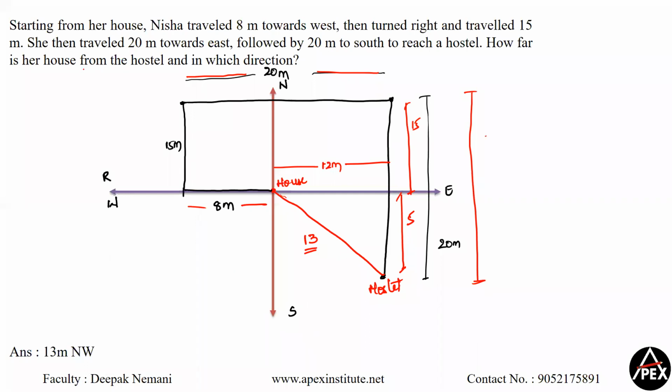But how far is her house from her hostel and in which direction? So now here we need to determine the direction of her house with respect to her hostel. The hostel is towards the southeast of her house, but her house will be, this is north, this is west, in the northwest direction from the hostel. The question is asked in reverse here. So that's the catch here. So please also read the question properly.